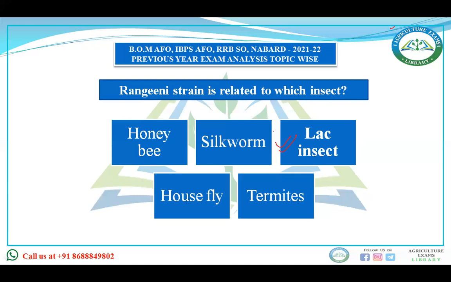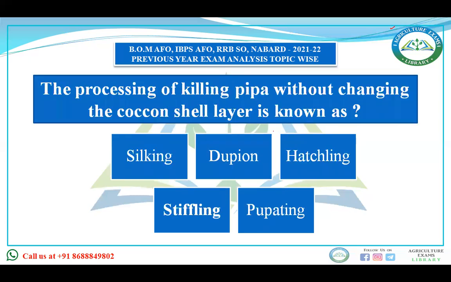There are two strains of lac insects that are recognized in our country, that is, one is Rangini and the other is Kusumi. Each strain completes its life cycle twice in a year, which means once they complete their life cycle in 6 months. Then the right answer to this question is lac insect.